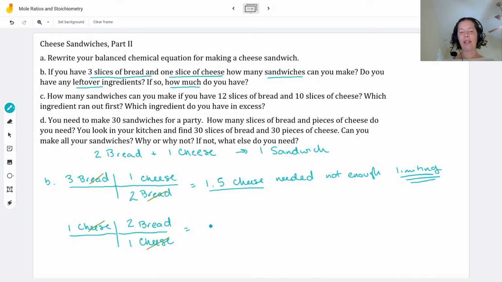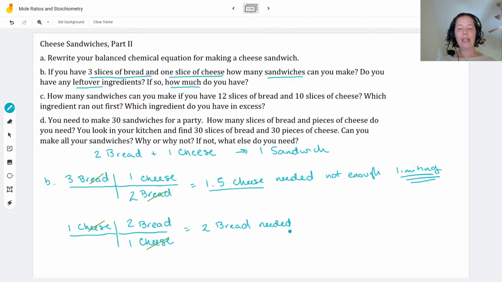And like you already know, I need 2 slices of bread for this. So if I'm going to use up all of my cheese, I need to have at least 2 slices of bread. This is how much is needed. How many slices of bread do I actually have?